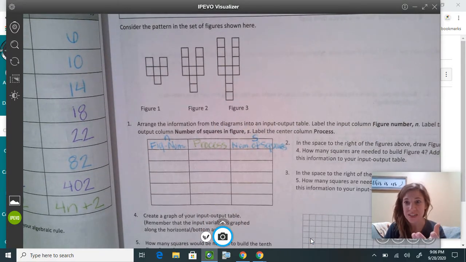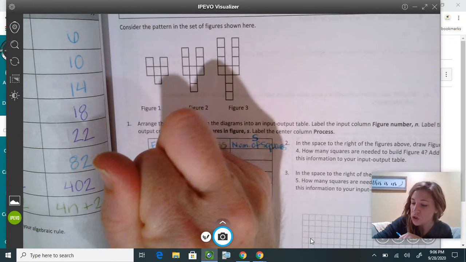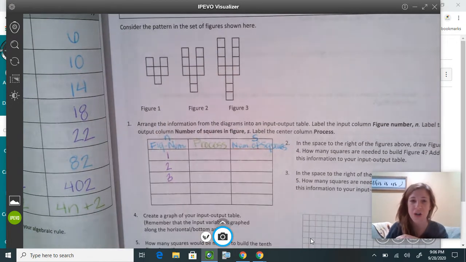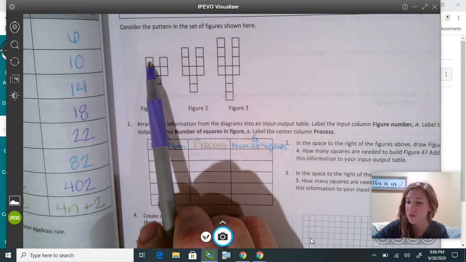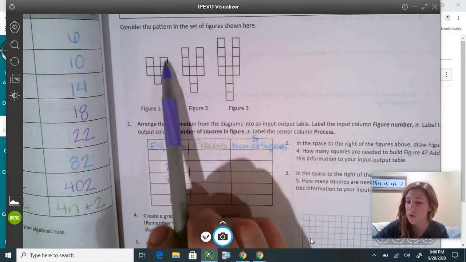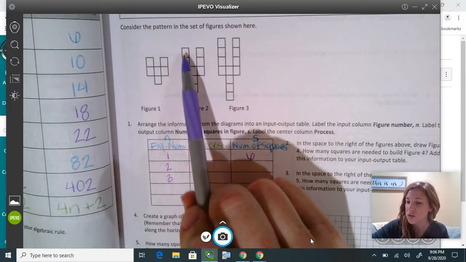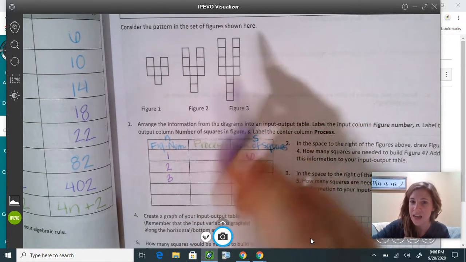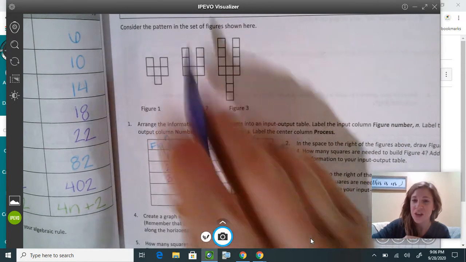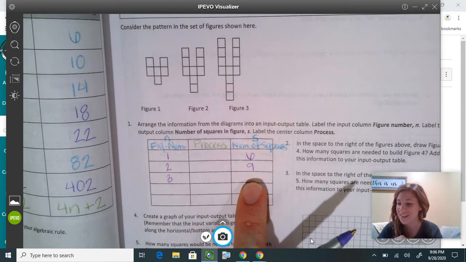So I'm going to start filling this one out with you, and then I'm going to let you finish it up. So we have figure 1, 2, and 3 are pictured above. So I am going to go through figure 1. I'm going to count the number of squares. 1, 2, 3, 4, 5, and 6. Figure 2, 1, 2, 3, 4, 5, 6, 7, 8, 9. And you can go ahead and count up figure 3 and list it.